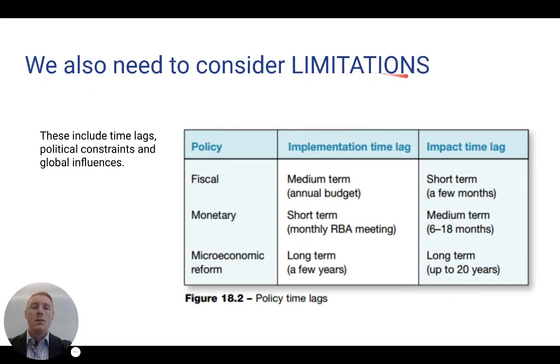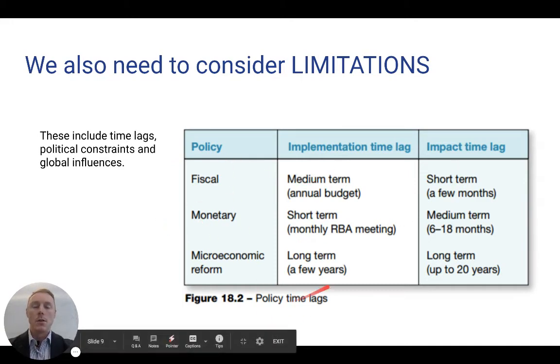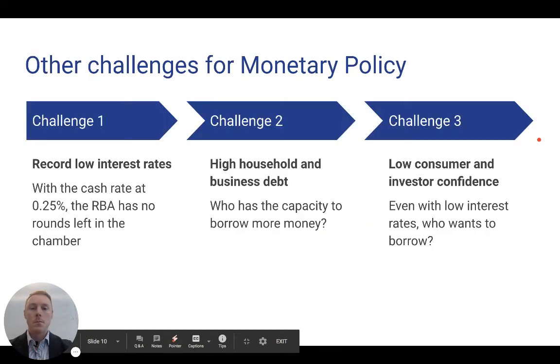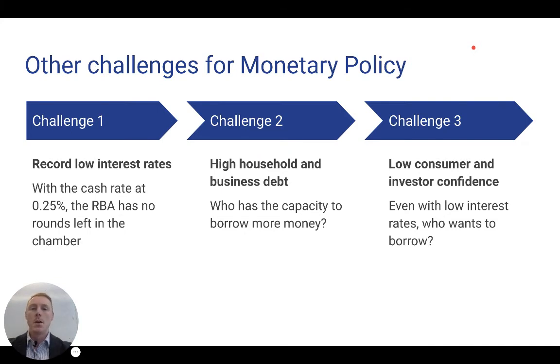We also need to consider the limitations that are specific to that policy. The syllabus tells us that these are time lags, political constraints, and global influences, and these will vary whether you're looking at fiscal, monetary, or micro, as shown in the table here, which just involves time lags. Then an extension point to improve your response would be to think of what are some other challenges or other considerations for that type of policy that could impact its effectiveness.